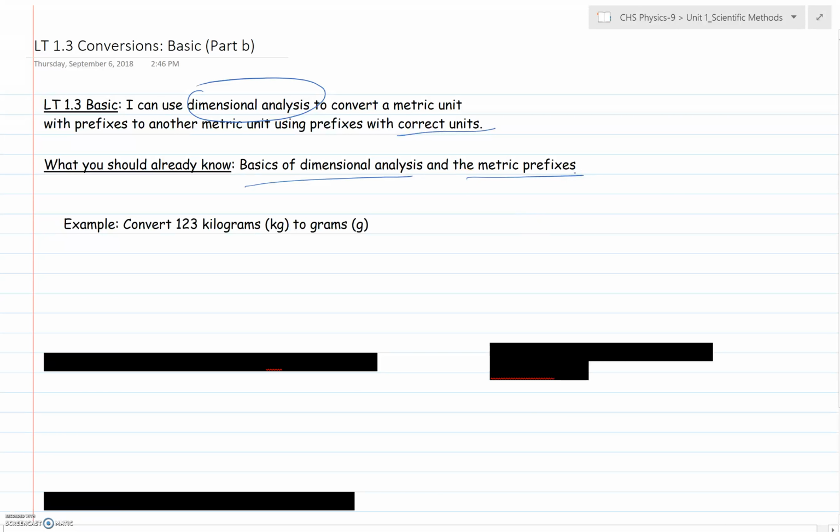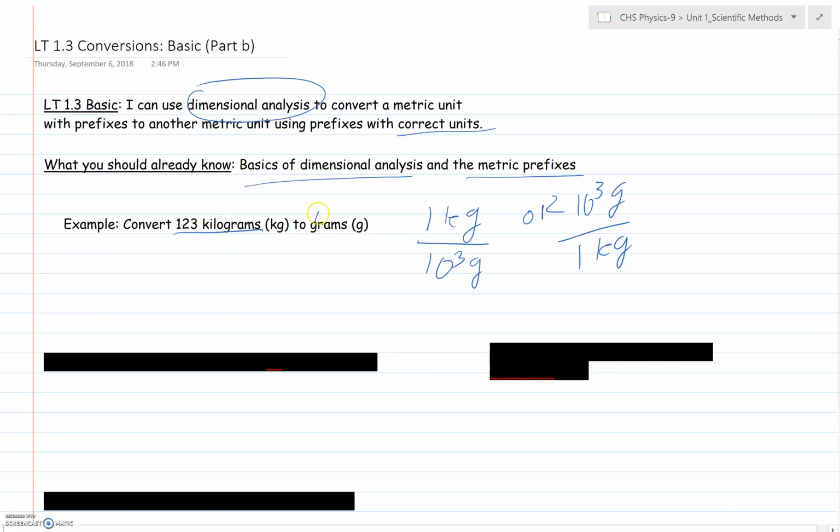So in order to convert 123 kilograms to grams, we need to know one thing first of all. We need to know that 1 kilogram is equal to 10 to the third grams. And we can flip this the other way. We could have it written like 10 to the third grams is equal to 1 kilogram, and either of these work.